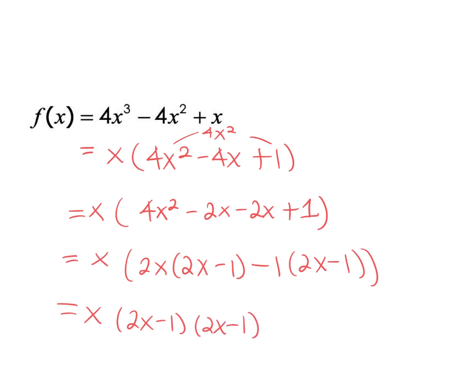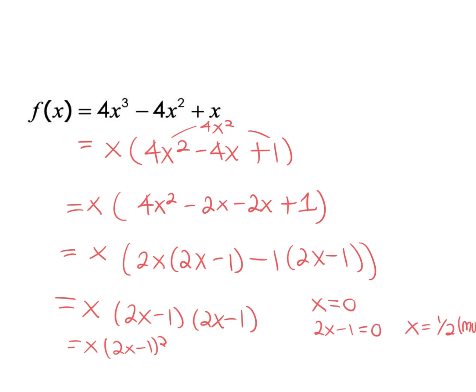So then we have x equals 0, and then you have 2x minus 1 quantity. This is x times 2x minus 1 quantity squared. So then you do the 2x minus 1 and set that equal to 0, and you end up with x equals 1/2, and that has a multiplicity of 2.